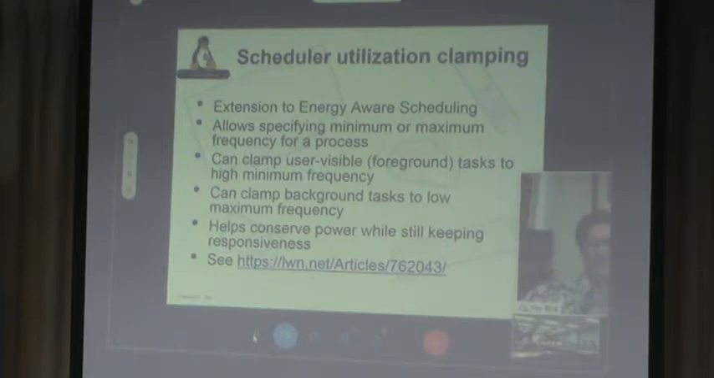So this is not scheduling frequency. This has to do with the CPU frequency of the machine that's allowable while a particular process is running. So this helps conserve power while still keeping the machine responsive. It's pretty tricky stuff, but my understanding is it works pretty well. And you can read the LWN.net article for more information.